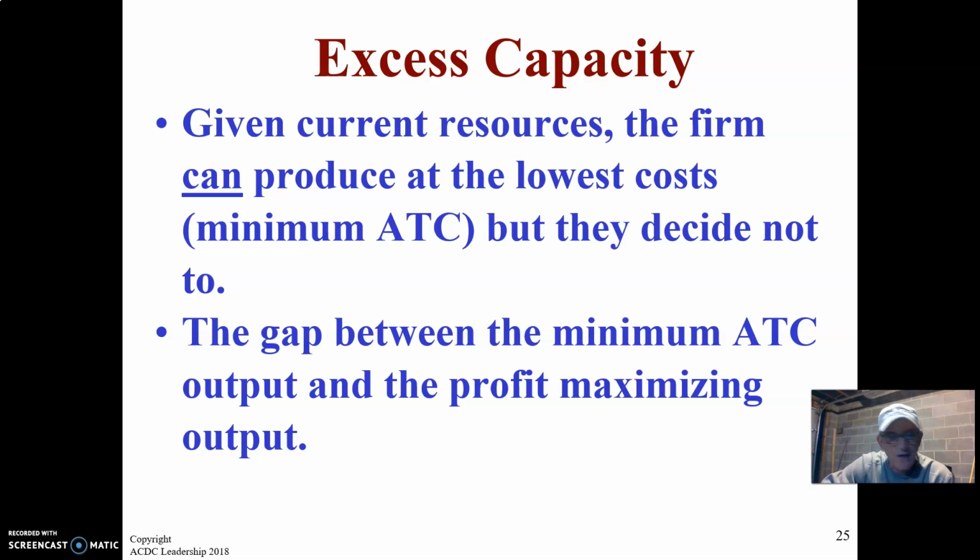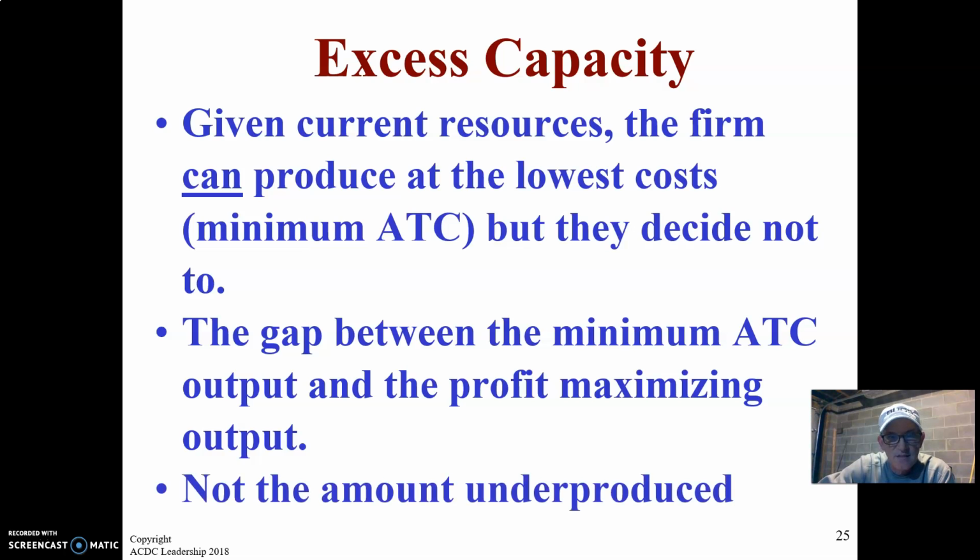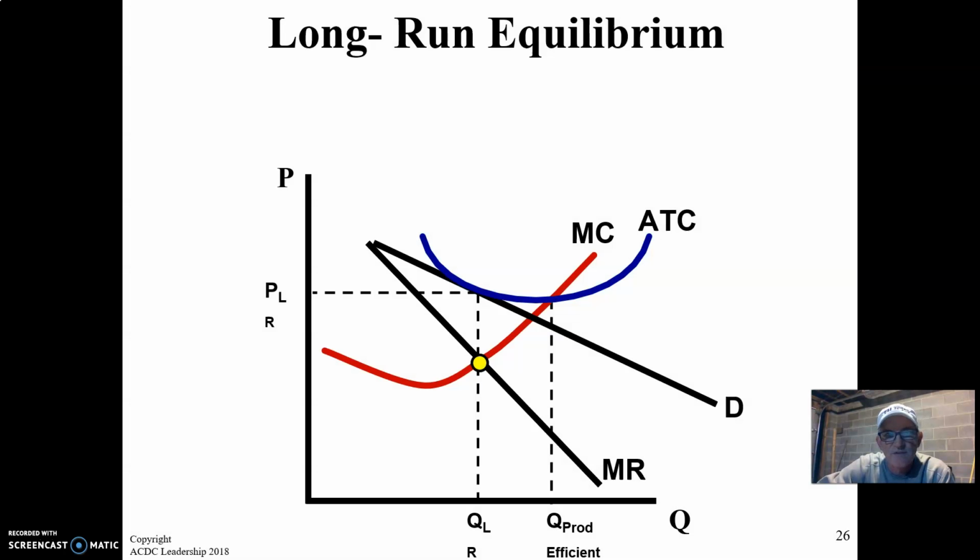Okay, and so you could get a problem that asks you how much the excess capacity is, and you would just do the math on the two different quantities, or you would say Q2 minus Q1, whatever that case may be. It's not the amount underproduced, but the difference between those two. All right, so we're looking at this minus this, productively efficient minus the MR equals MC.